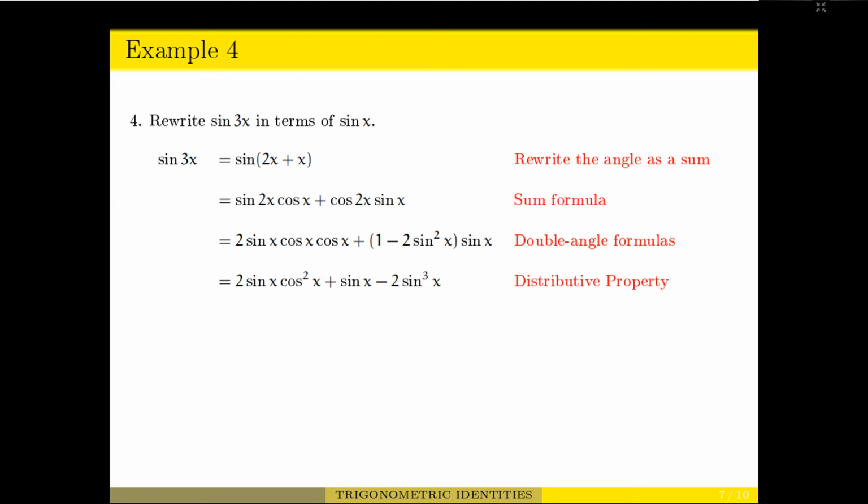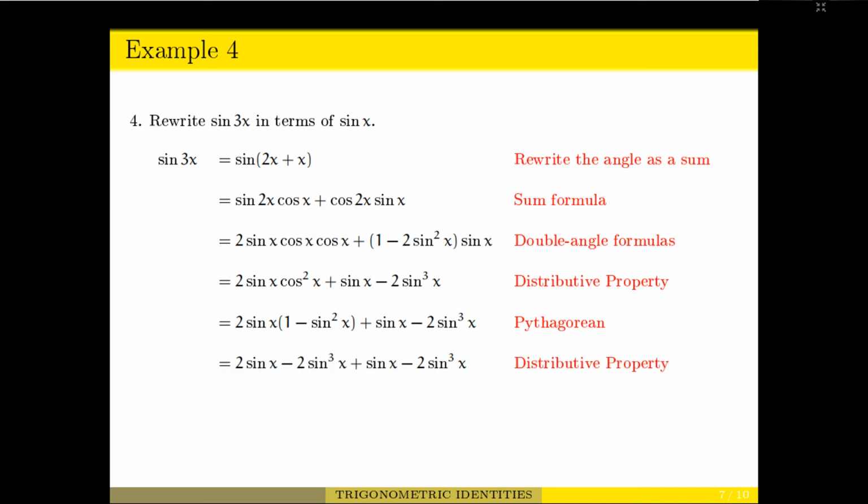Applying the distributive property, that will give us 2 sine x cosine squared x plus sine x minus 2 sine cube x. Now, we can see that there is a Pythagorean identity. We can rewrite cosine squared x as 1 minus sine squared x. That will give us 2 sine x, quantity 1 minus sine squared x, plus sine x minus 2 sine cube x.